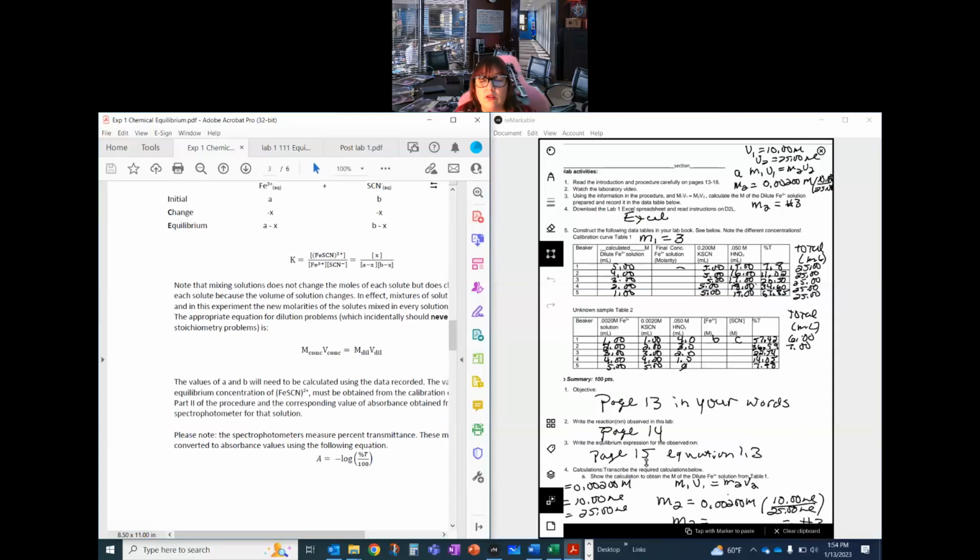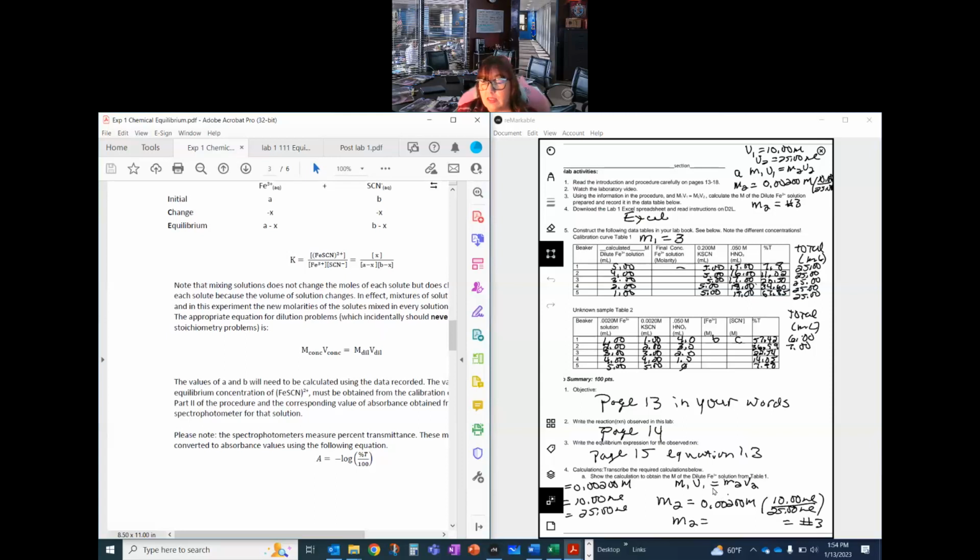If I scroll down a little bit more, I see that it says transcribe the required calculations below. Show the calculation to obtain M of the dilute Fe3+ solution from table 1. That's the calculation we already did to find number 3. Okay, so we just want to rewrite that here so that we can turn that in. All we've done there is put that calculation so that it's viewable by the instructor so that I can see what you did. Okay, so that's the first page of that.